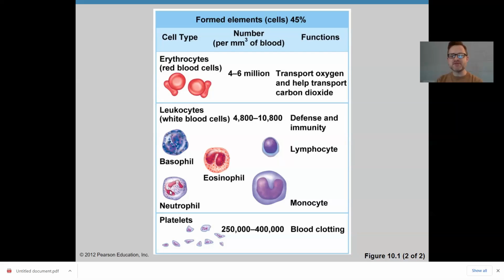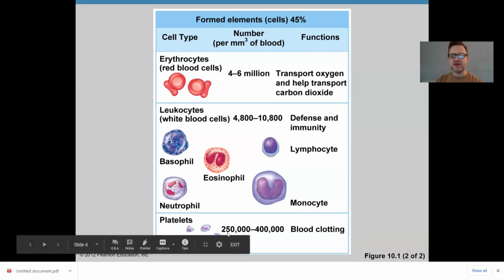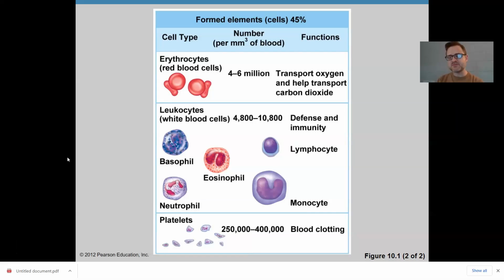The different types are basophils, neutrophils, eosinophils, monocytes, and lymphocytes. More about those in a minute, but those are all white blood cells. And platelets, you can look at the numbers, very, very high. Platelets are cell fragments, and they're involved in the clotting of blood when you have a cut or an injury.